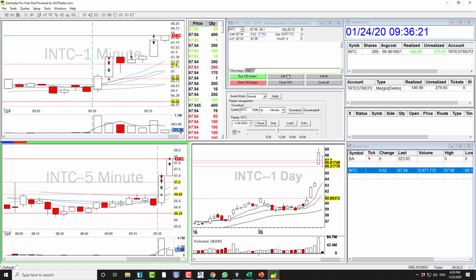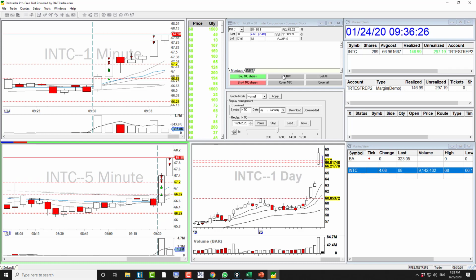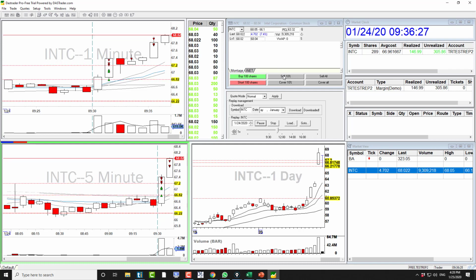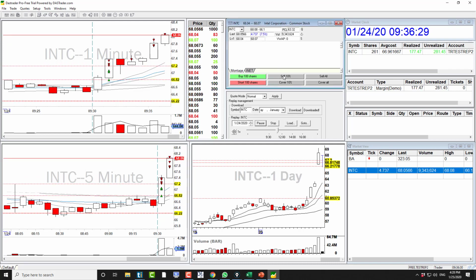And again, the stock is very strong, a beautiful opening range breakout. I think it's going to pop above 68.10, 10 cents. See, yes, there you go. Not a big pop. It's 68.10. You can just slowly scale out.